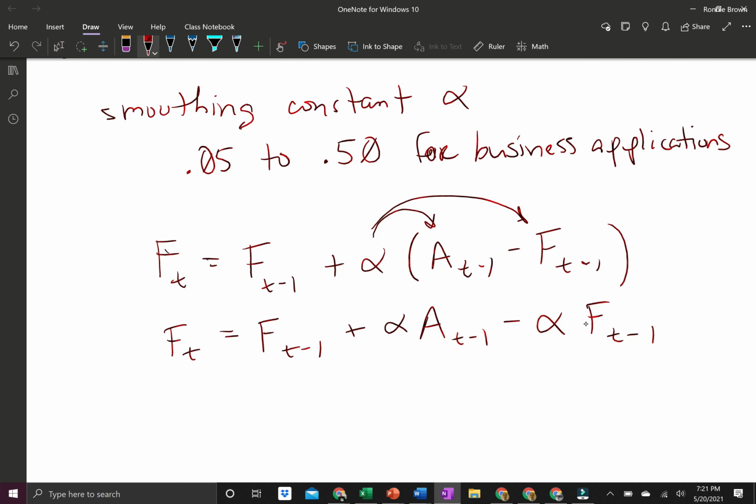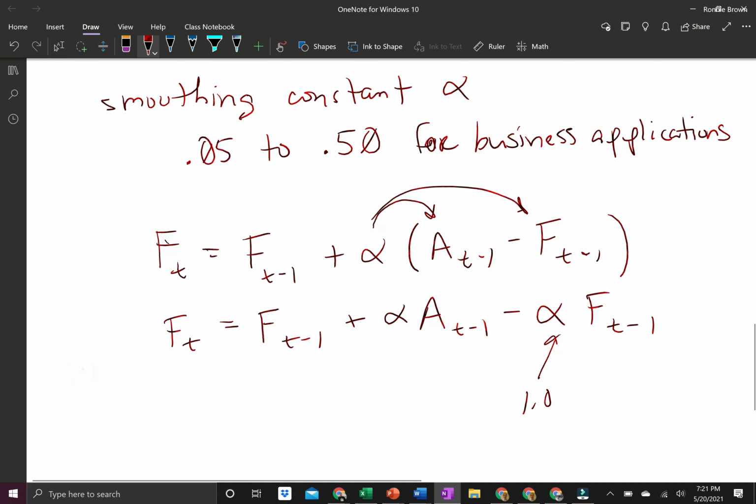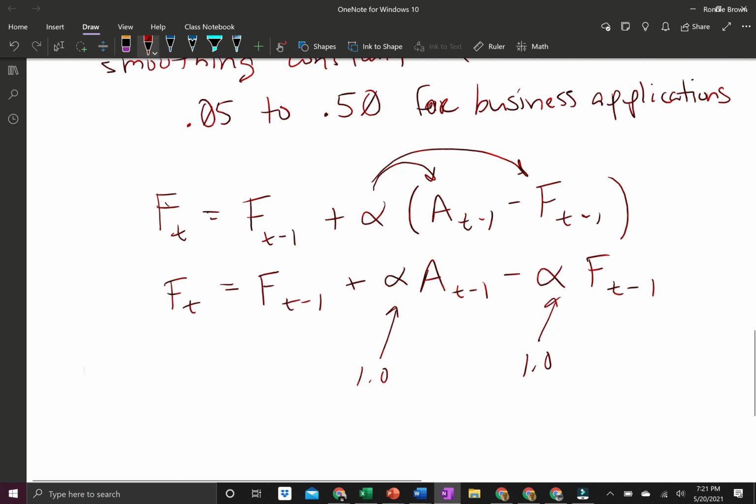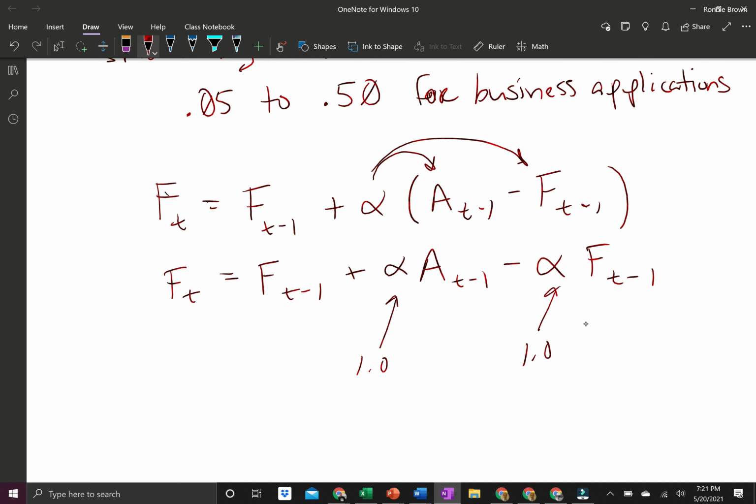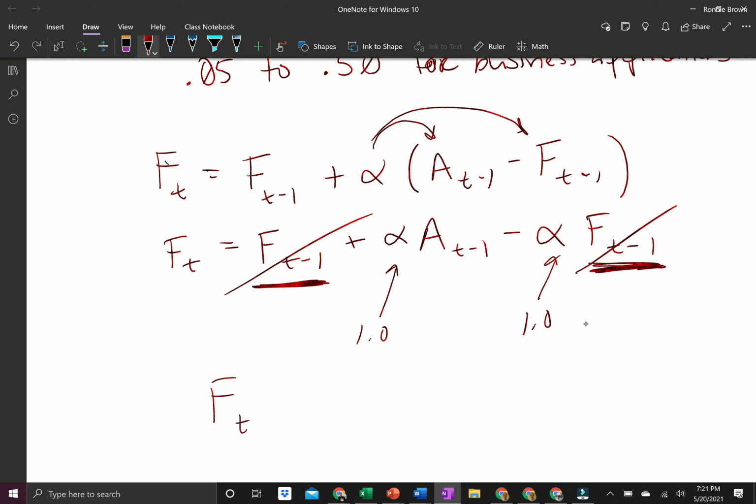All right, so alpha is going to be 1.0, we said, right? When it reaches an extreme value of 1.0. So when we have alpha as 1.0, this is going to be negative f sub t minus 1. And over here we have positive f sub t minus 1. So they'll make 0, right? And then we'll be left with f sub t is equal to alpha, which is 1.0, times a sub t minus 1.